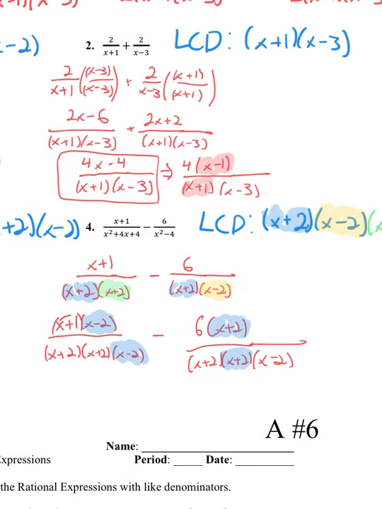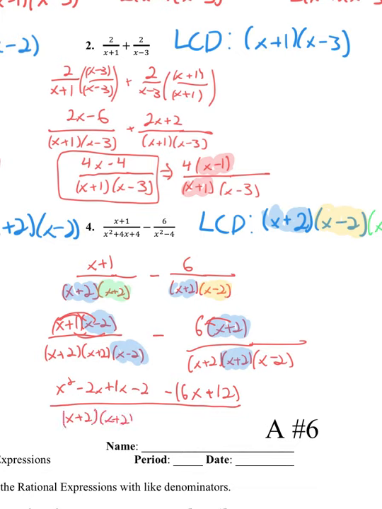And now I have to distribute. I get an x squared minus 2x plus 1x minus 2. And then on the other side, I'm going to get a 6x minus 6x plus 12 all over x plus 2, x plus 2, x minus 2. Most common mistake students make with these problems is because this is a minus here, they forget to distribute the negative to all of the terms. So this should become a negative 6x minus 12 there. All right, negative 6x minus 12.